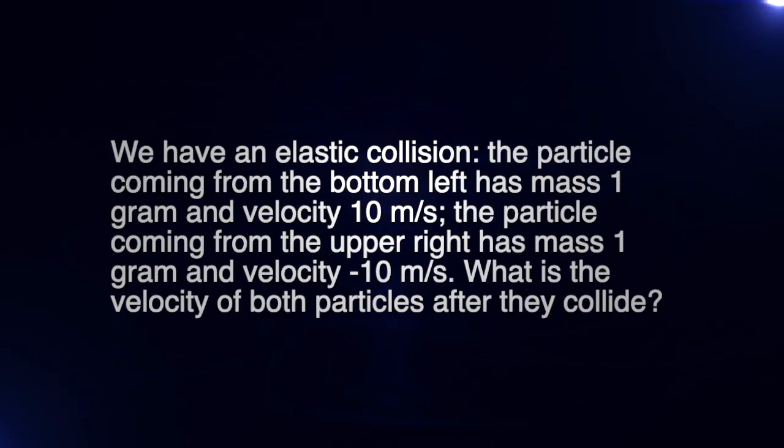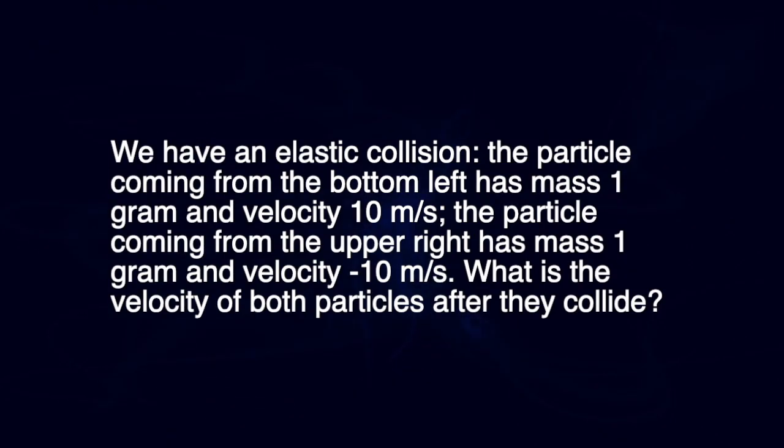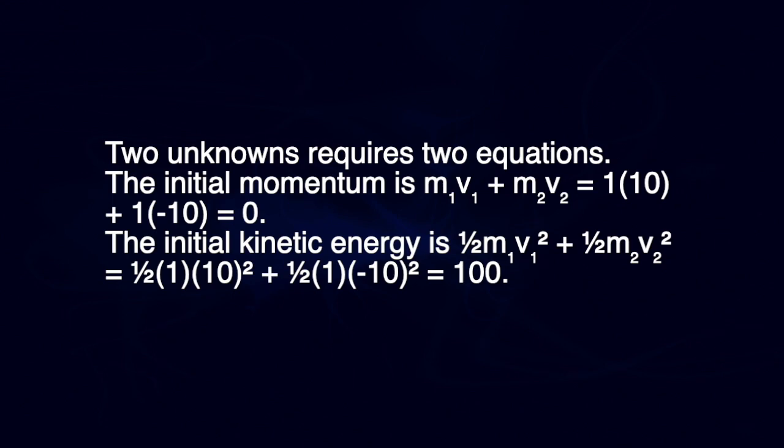The particle coming from the bottom left has a mass of 1 gram, and obviously particles weigh less than 1 gram, but we're going to pretend that this particle weighs exactly 1 gram, and it has a velocity of 10 meters per second. The particle coming from the upper right also has a mass of 1 gram and a velocity of negative 10 meters per second. What is the velocity of both after they collide? We need two equations for our two unknowns. Fortunately, we have two equations. The fact that momentum is conserved gives us the first one, and the fact that kinetic energy is conserved gives us the second. So to begin, let's find the initial momentum and the initial kinetic energy.